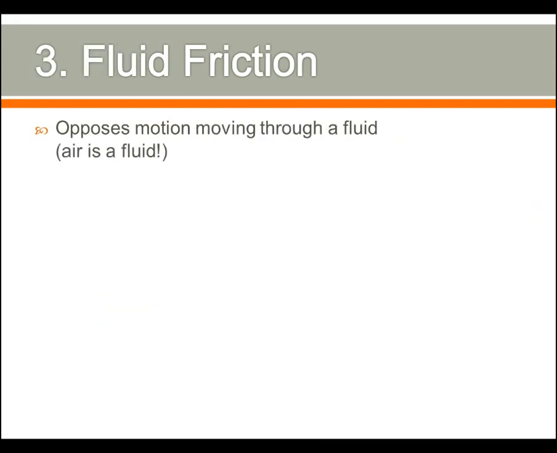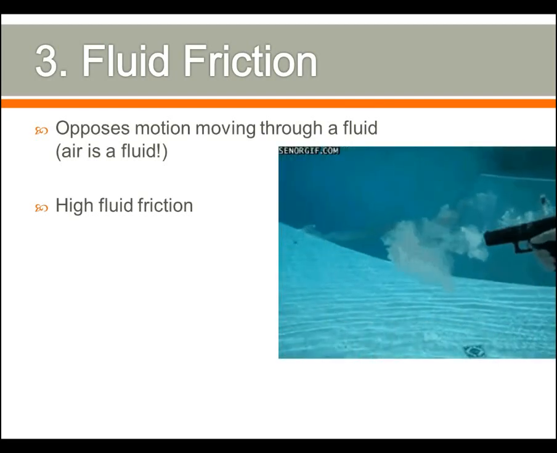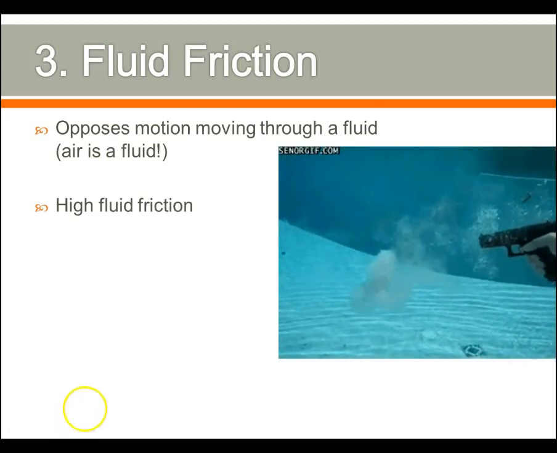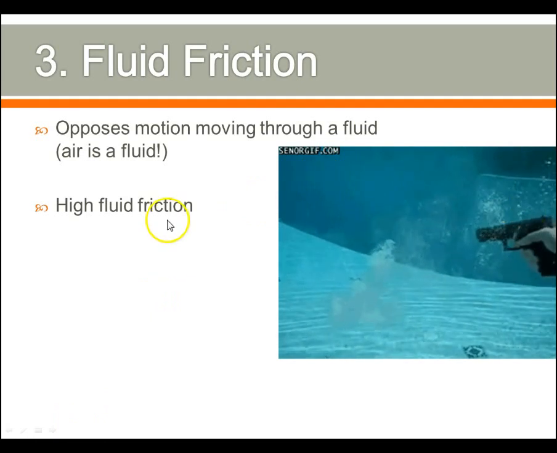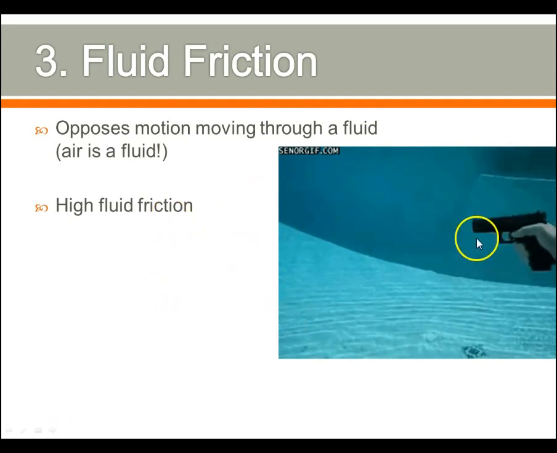Let's talk about a third kind, fluid friction. Fluid friction is what opposes motion when you're moving through a fluid. And yes, air is a fluid. Think of high fluid friction as like shooting a gun underwater. Now, obviously in air, that bullet keeps going, but the water is going to slow it down significantly.